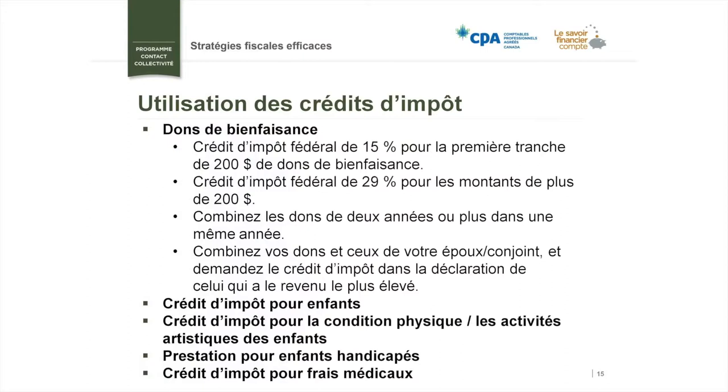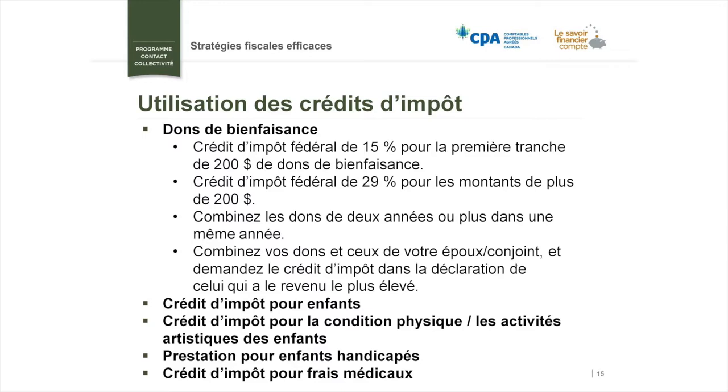These are some of the common tax credits. Charitable donations are a credit, and you maximize your credit if you consolidate your charitable donation contributions. One of the things you should know is that if you have a husband and wife and they each make charitable donation contributions, it's typically better for one of the taxpayers to report all the charitable donations rather than split them up. It doesn't matter whether it's in the husband's name or the wife's name, it can still be consolidated on one tax return. So that's important. Child tax credits, children's fitness and arts credits, these are all things that you need to make sure you have records for and take advantage of the credits.